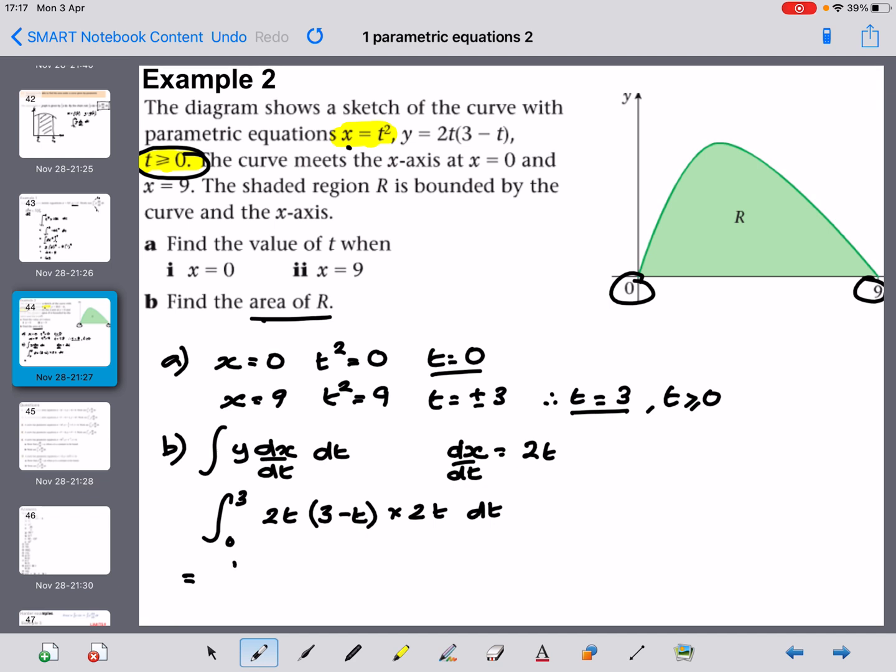So I'm just going to expand that out. So I've got 2t times 2t is 4t squared, times by the 3 is 12t squared. And then I've got 2t times 2t times the t. So minus 4t to the power 3 dt.